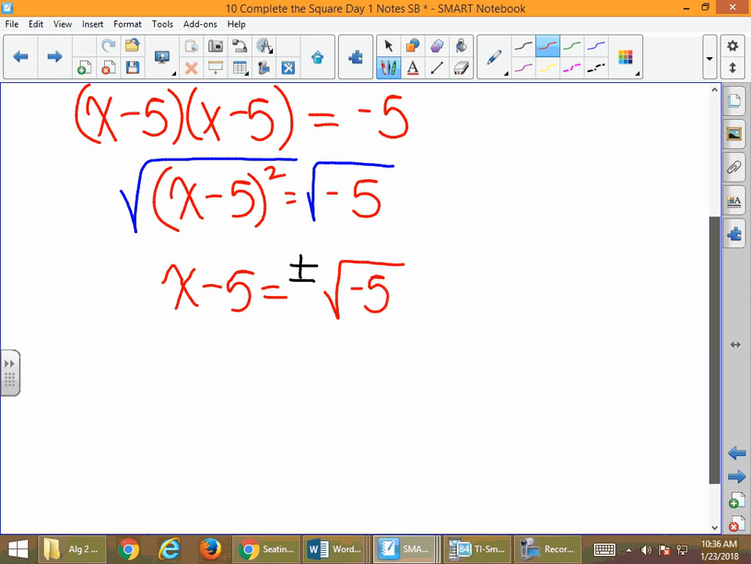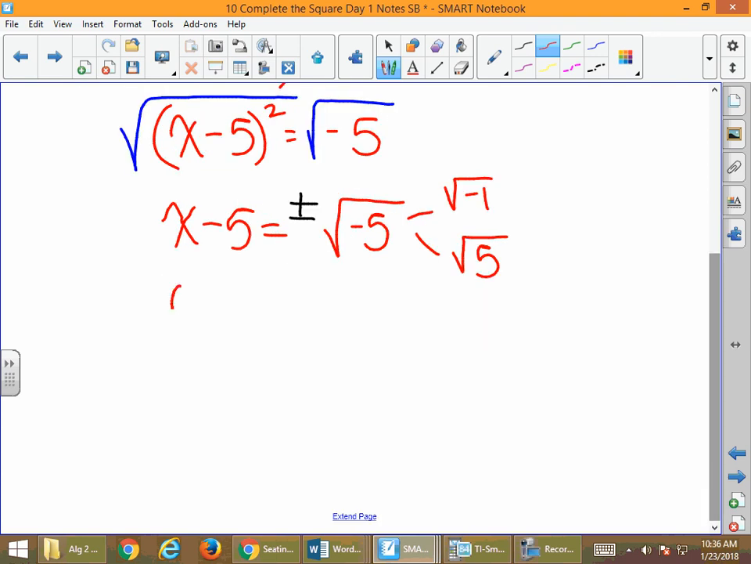But just like we weren't done when we had the square root of 52, we're not done when we have the square root of negative 5. This means the square root of negative 1 times the square root of 5. What does the square root of negative 1 equal? I. And at least a few of you said it. Because the more you say it out loud, the more you're going to remember it. This is x minus 5 equals plus or minus i radical 5.